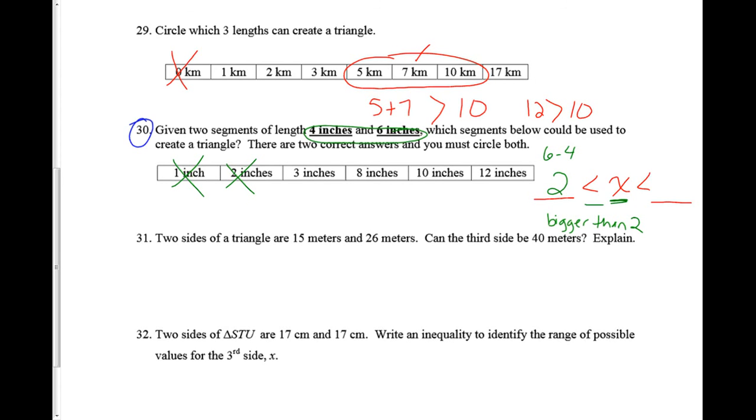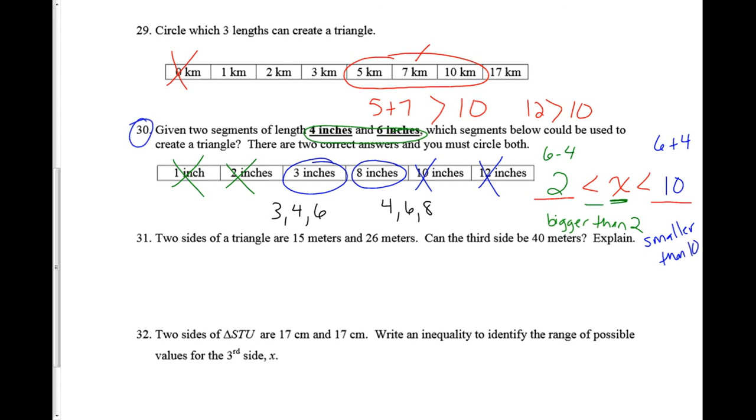For the other end of the inequality, I will add my 6 and 4, and that gives me 10. This tells me that the third side has to be smaller than 10. So now I go over here, 12 is bigger than 10, 10 is equal to 10, which means here are the two choices that will create a triangle. If I have the 3-inch, a 4-inch, and a 6-inch segments, those will create a triangle. Additionally, the 4-inch, the 6-inch, and the 8-inch together will create a triangle.